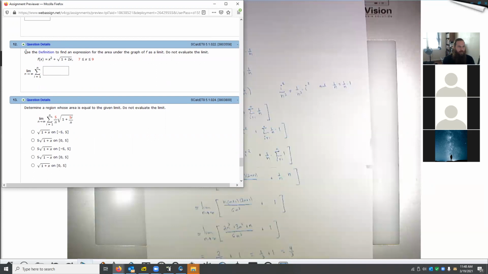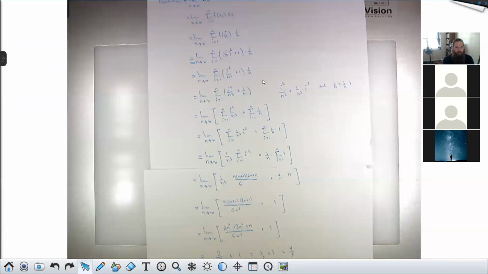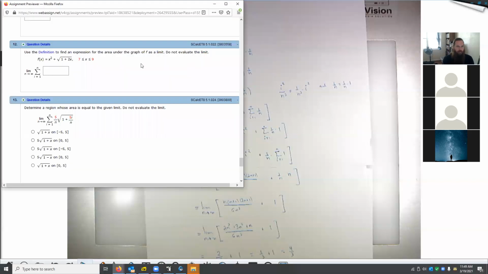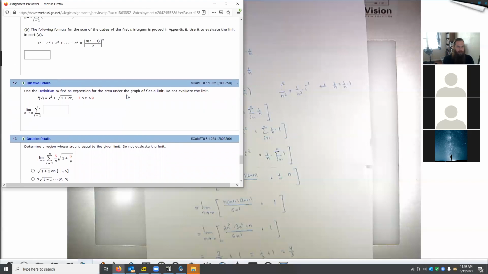So like, for example, on number 12, they want you to use the definition lim as n goes to infinity of Rn to find an expression for the area under the graph. You don't have to evaluate. So here you would not need to use a summation formula. You just need to get to like this step. But really, I suppose you could stop at even this step on those other ones. So there's only one problem where we have to go all the way.